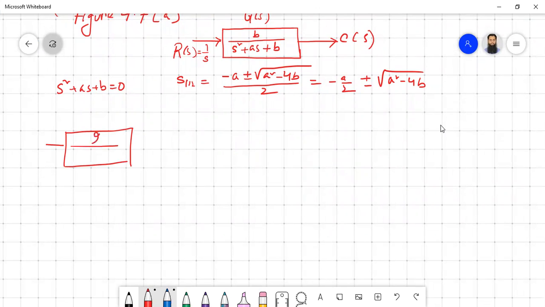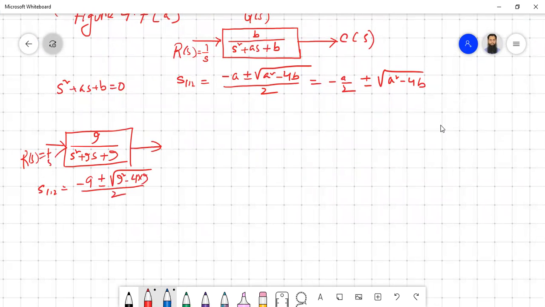So 9 by s square plus 9s plus 9. Okay, so step input as well, 1 by s. So now let's see what is the pole location. If you apply the formula, s1,2 you are going to get is minus b, that is minus 9, plus minus root over 9 square minus 4 into 9, divided by 2.